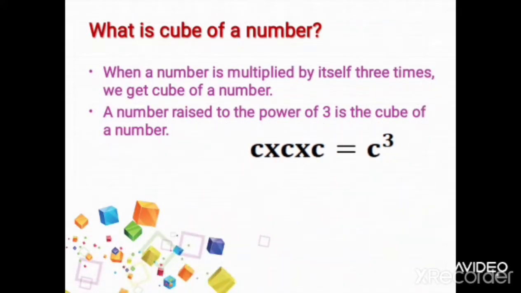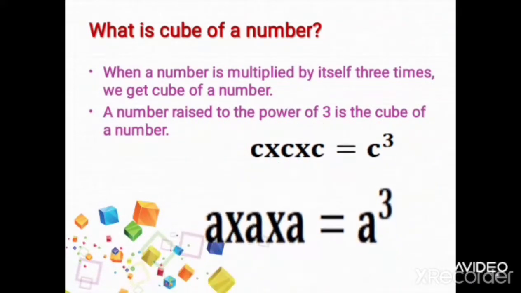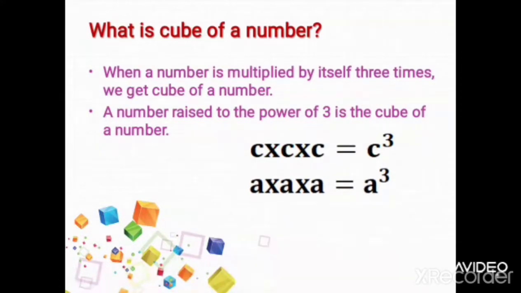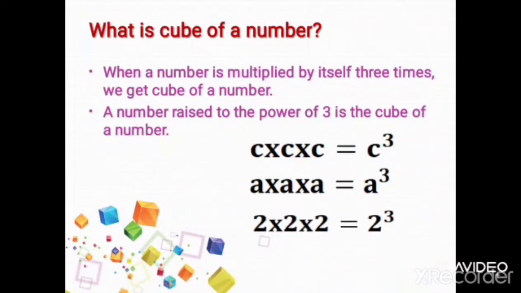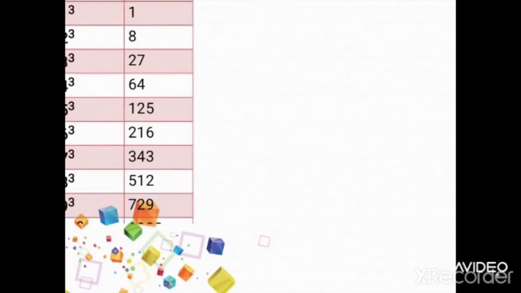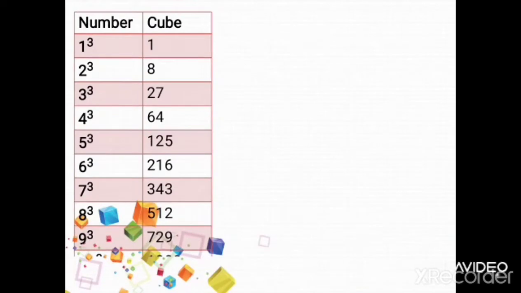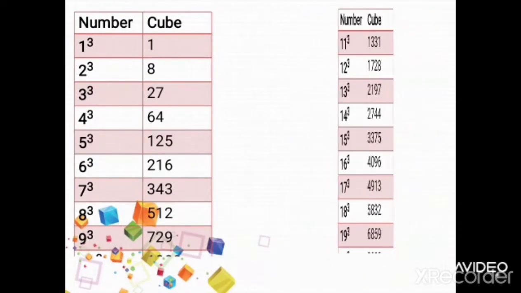For example, c multiplied by c multiplied by c is equal to c cube. A multiplied by a multiplied by a is equal to a cube. Similarly, 2 multiplied by 2 multiplied by 2 is equal to 2 cube. Let's take a look at the cube of numbers from 1 to 20.